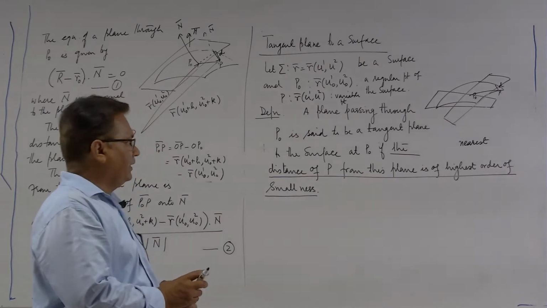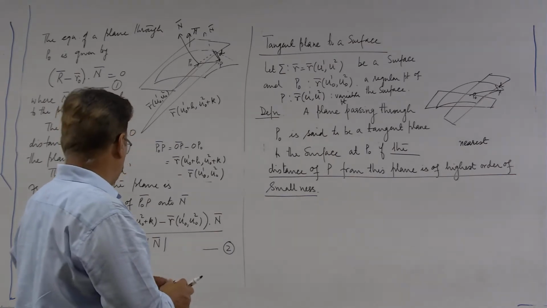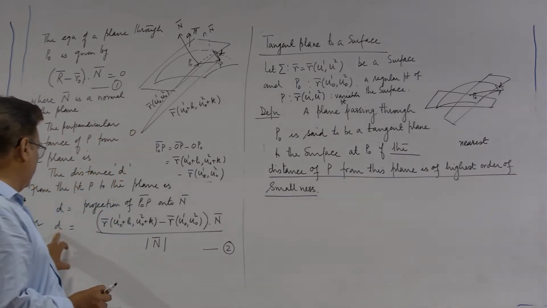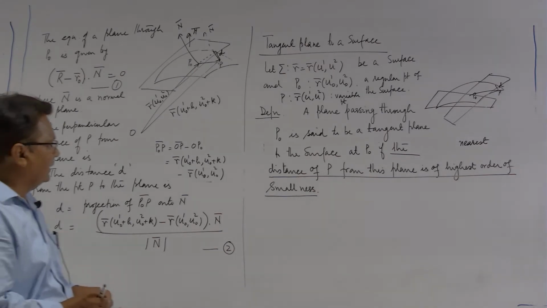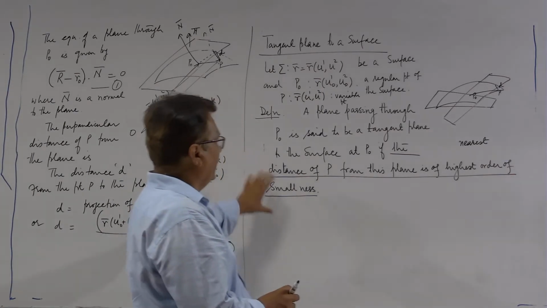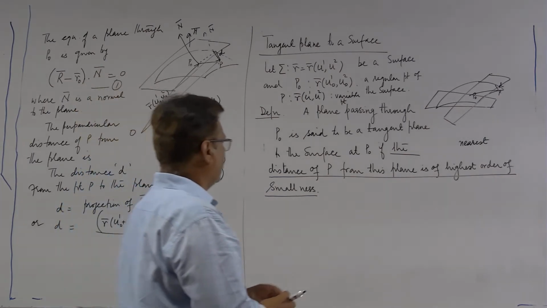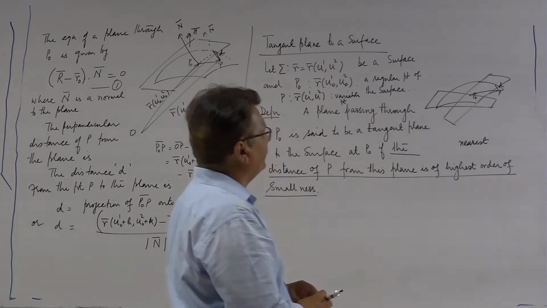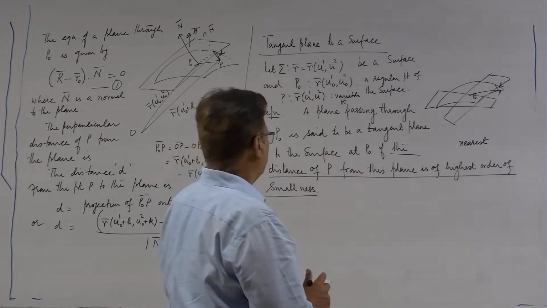So, let us continue the lecture on tangent planes. I had done up to this equation. In fact, the measure of d we have computed here, but what was left was the explanation of this underlying property. In fact, we say that a plane is a tangent plane which has the highest order of smallness with an arbitrary point of the surface. So, what actually does this mean?